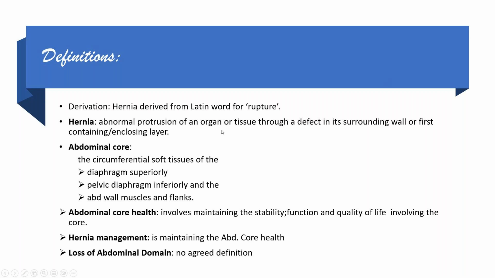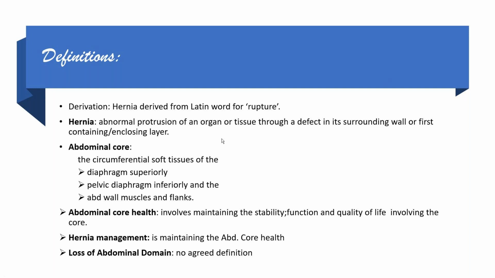Why the word tissue? Like, for example, let's say the epigastric hernia, which is a protrusion of the preperitoneal fat. It's not an organ, it's a tissue. So it can either be an organ or a tissue which is coming out through a defect in the first containing wall, whatever is surrounding that particular tissue, the proximal-most layer. So that's what is meant by surrounding wall or first containing or enclosing layer. That should be the definition of a hernia, whether it's internal or external.